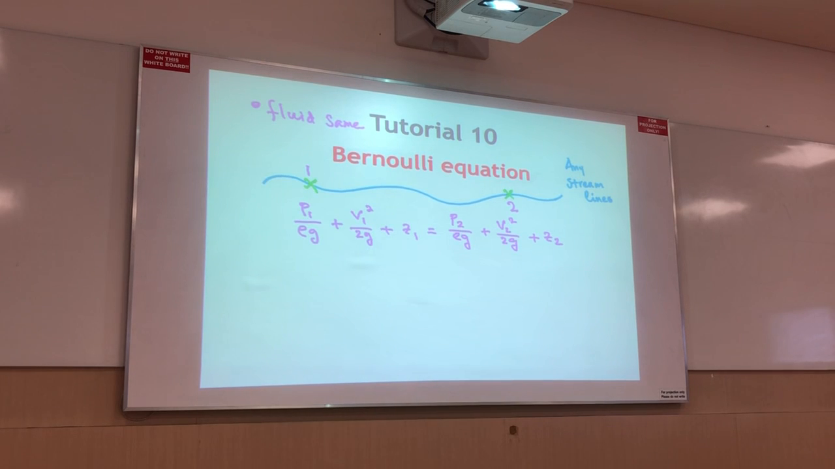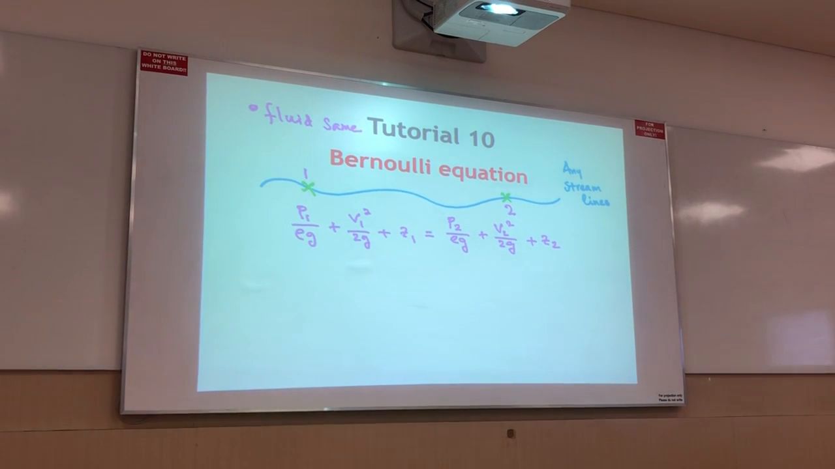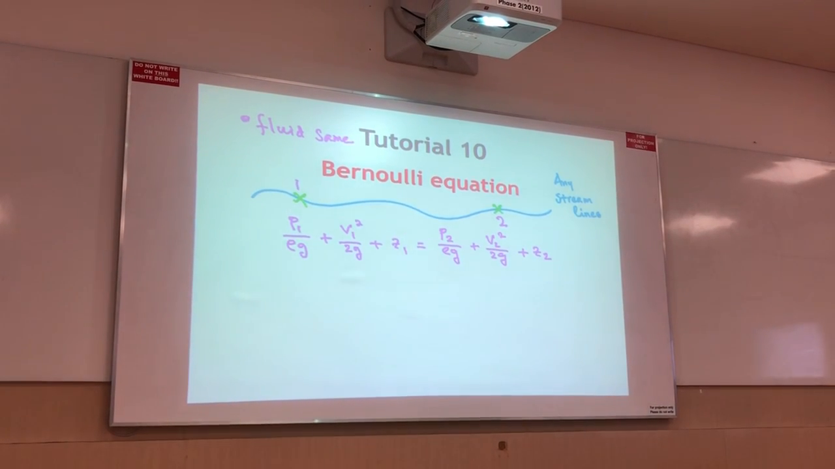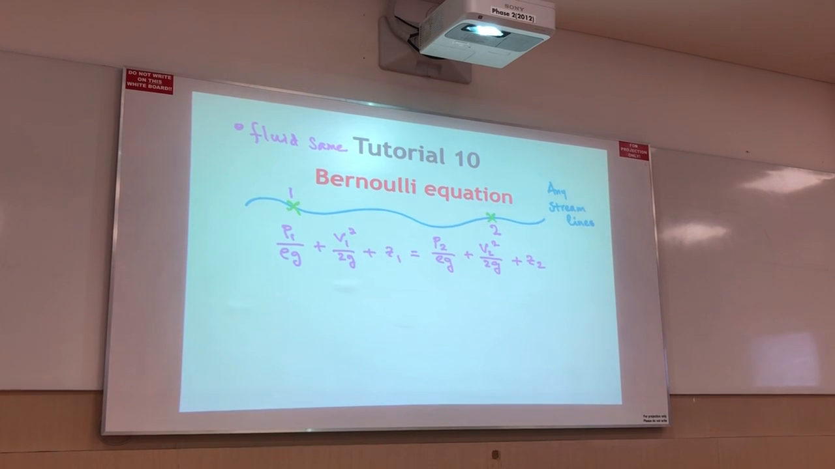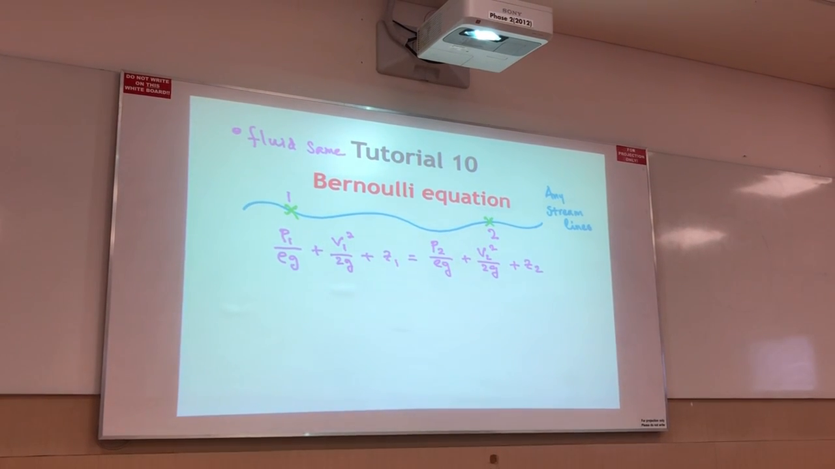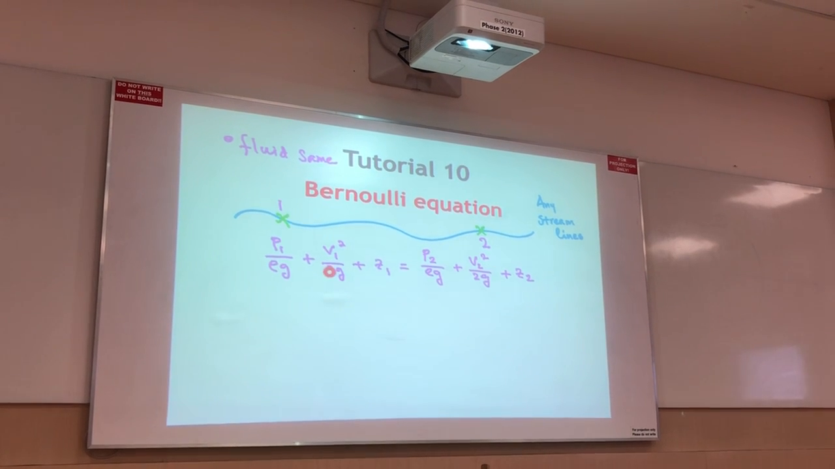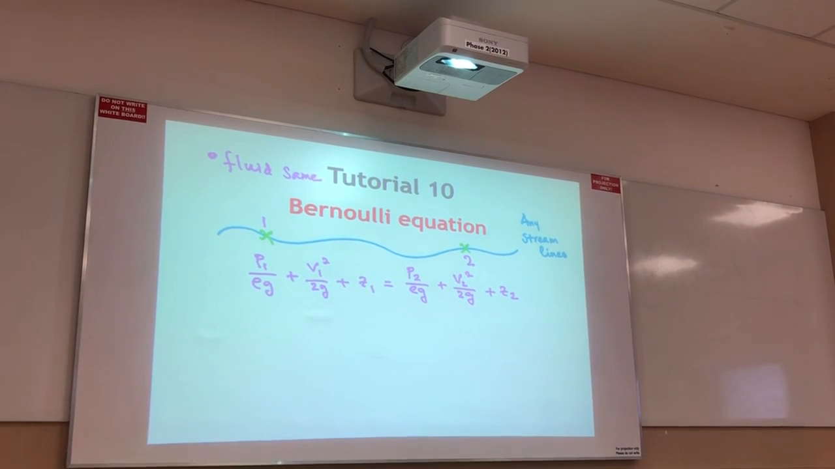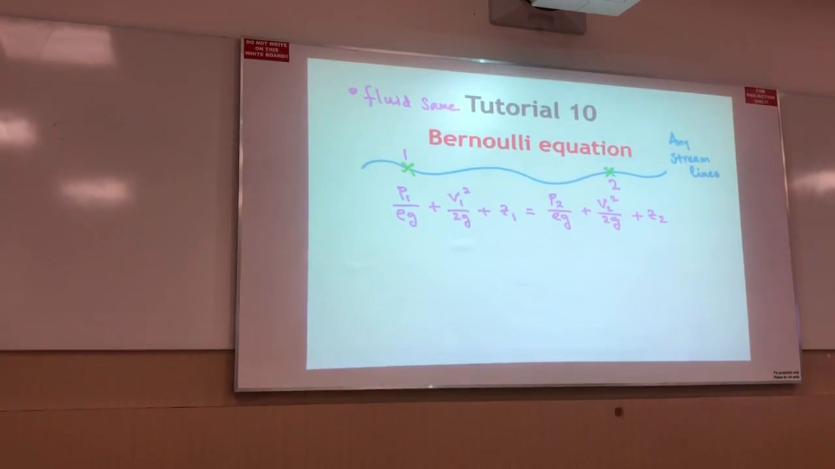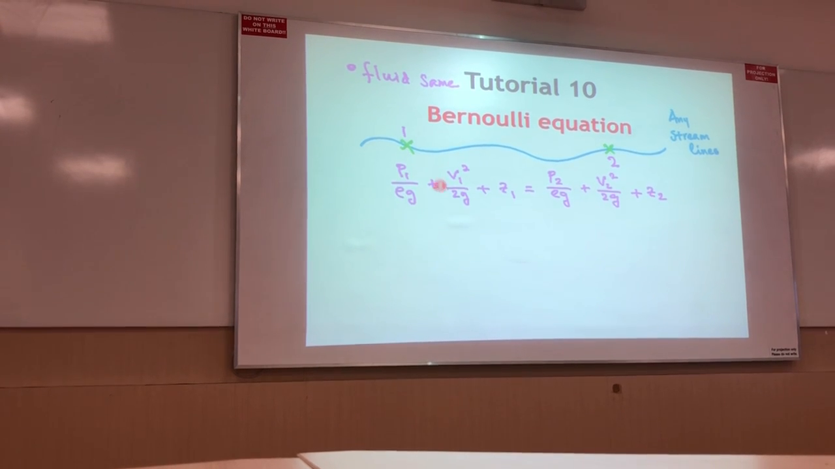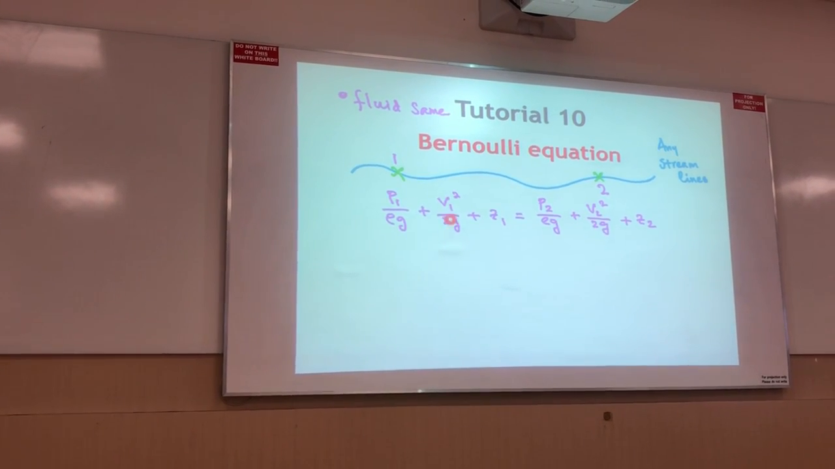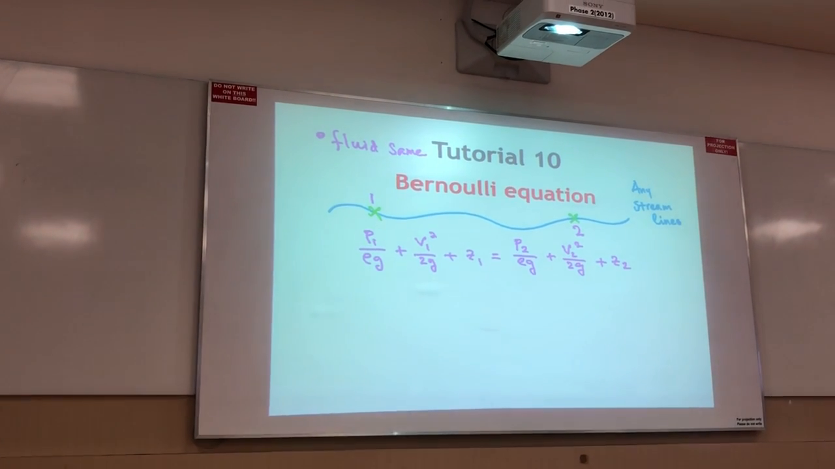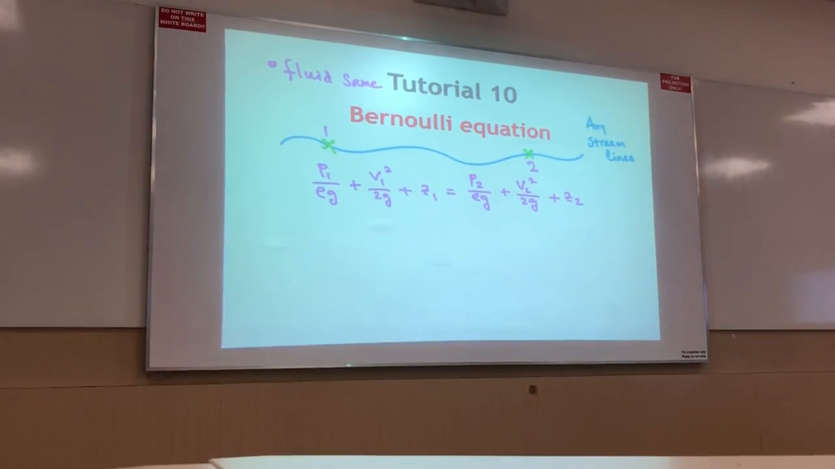So this is total energy at point 1. And at point 2, total energy is P2 by rho g, V2 square by 2g, Z2. P1 by rho g is pressure head, V1 square by 2g is velocity head, and Z1 is elevation. Okay? And the unit on both sides: P1 by rho g unit is meter, V1 square by 2g unit is meter, Z1 is meter. Okay, this is one equation.